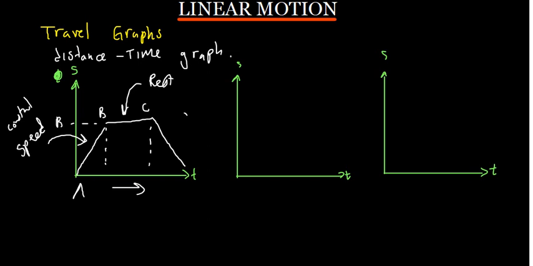Now, if you move from C up to D, you are now coming back. You are coming from the same position, you are at this position, and you are going back to this same position here. So this is coming back. You say coming back, and this is going, and that is constant speed.